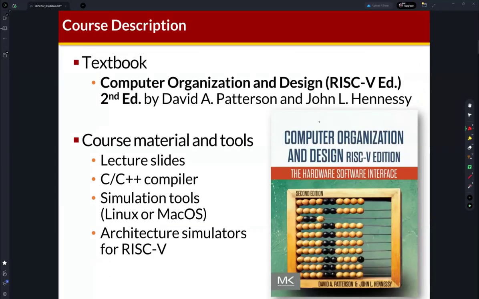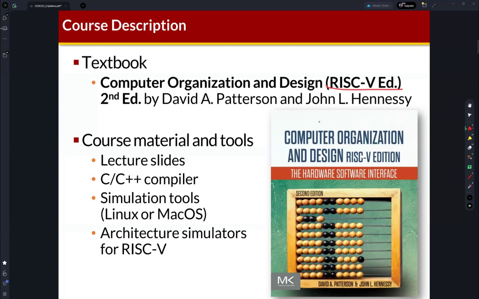We will use this textbook, Computer Organization and Design, RISC-V edition. We will use the second edition, and this textbook is written by David Patterson and John Hennessy. They are legendary researchers in the computer architecture field. This textbook is very popular, and most universities use it for teaching computer architecture courses. But we will learn about the RISC-V edition.